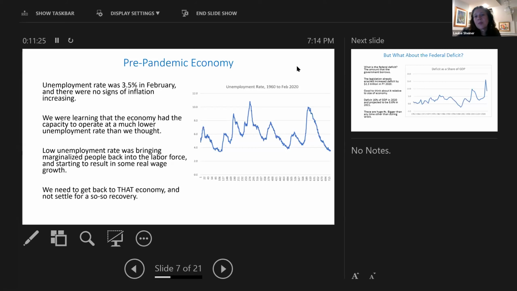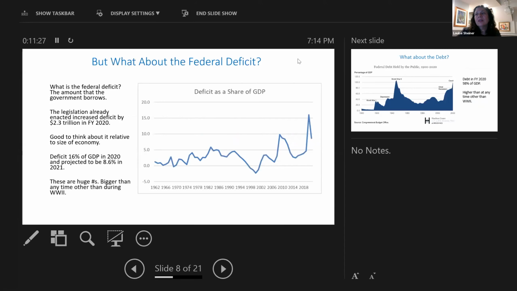Okay, so why might we not do it? Well, what about the federal deficit? All right, so what is the federal deficit? It's just the amount that the government borrows every year. The legislation that was enacted that I mentioned increased the deficits by $2.3 trillion in 2020.